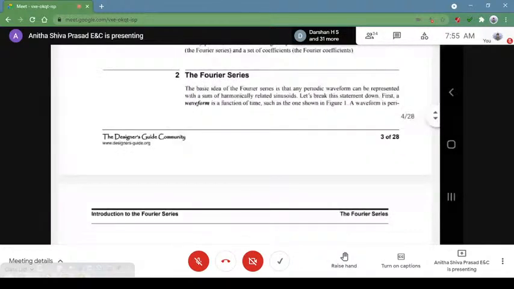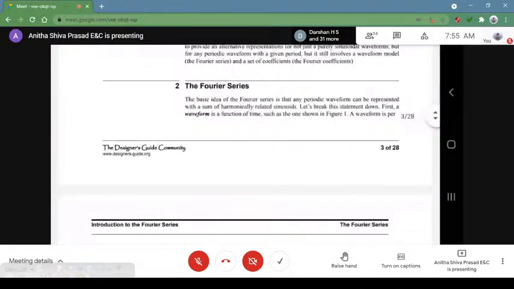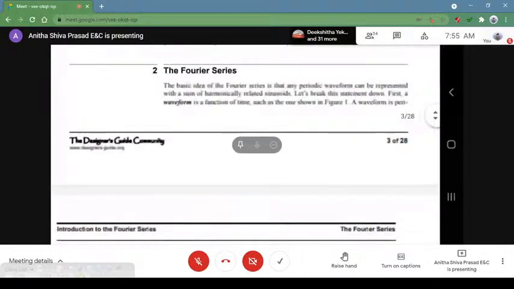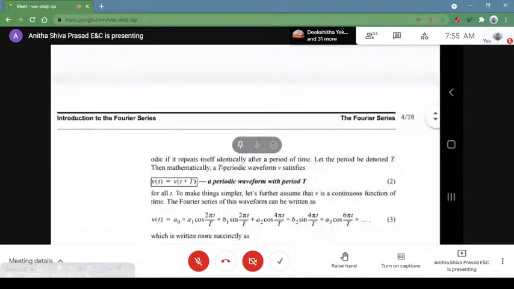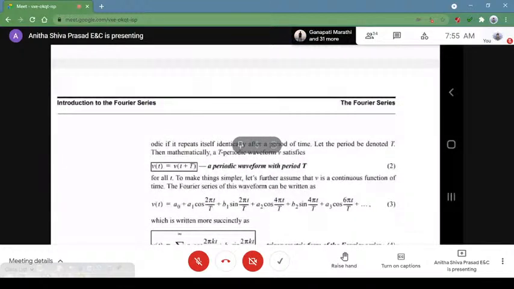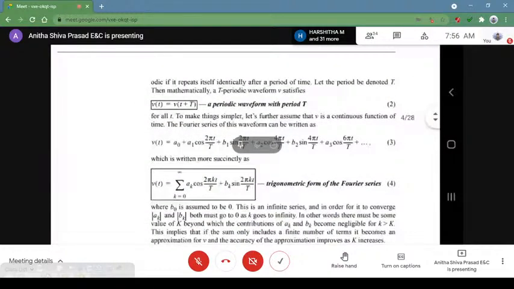When a signal is periodic, we use the Fourier series. We form it with periodic signals with period T, denoted as v of t equals v of t plus T, which is a periodic signal. As we have seen, you can express this in terms of a trigonometric series: a naught plus a1 cos 2 pi t plus b1 sin 2 pi t, summed from 0 to infinity.